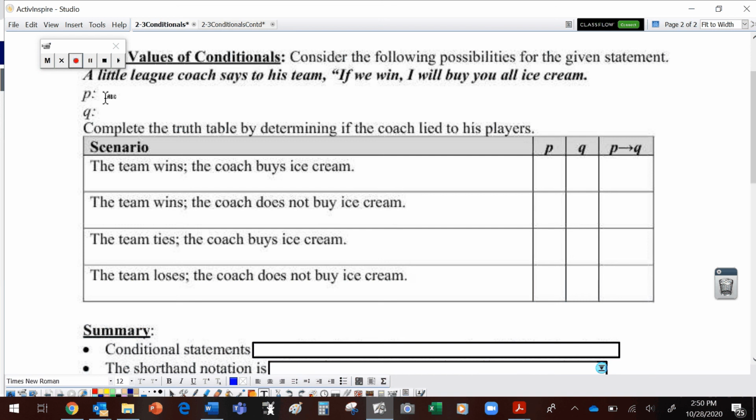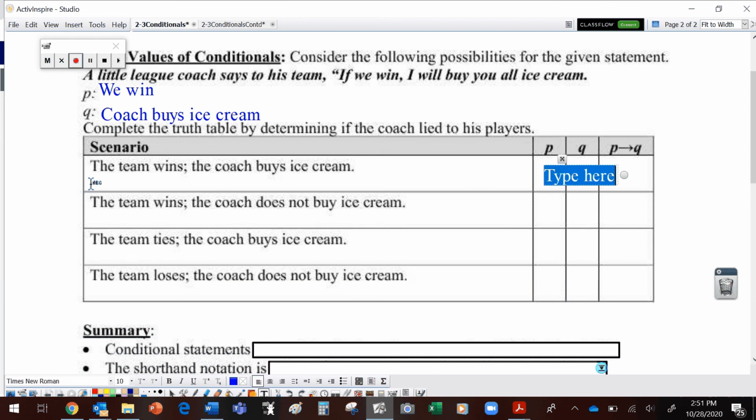So first off, let's take a look at what P and Q are. P is the hypothesis, and the hypothesis for this statement, if we win, then I will buy you ice cream, is P: we win. Q is the coach buys ice cream. Now what we want to do to fill this truth table out is determine whether or not the coach lied to his players. Okay, so let's set up the truth table.